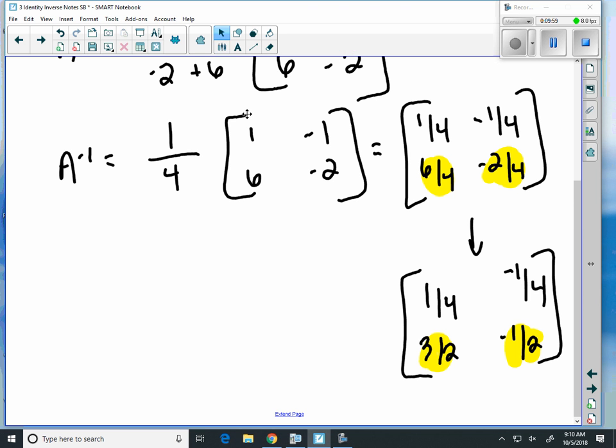Okay, so I'm going to show you simultaneously how to do this in your calculator. We'll check the next one on our calculator. If you have a calculator, go ahead and get that out. It's a fairly easy process.